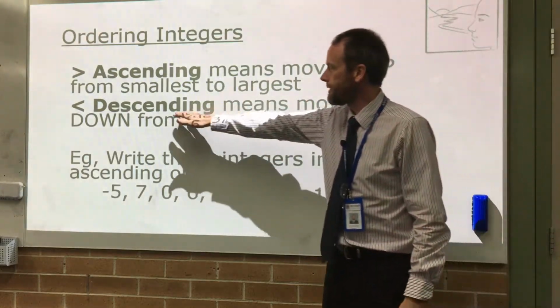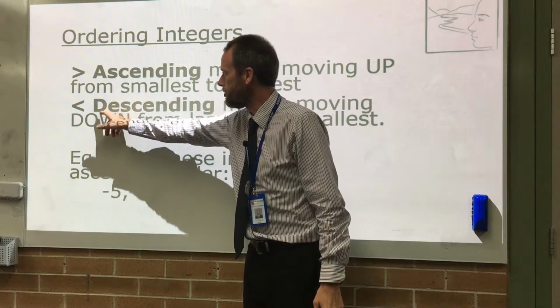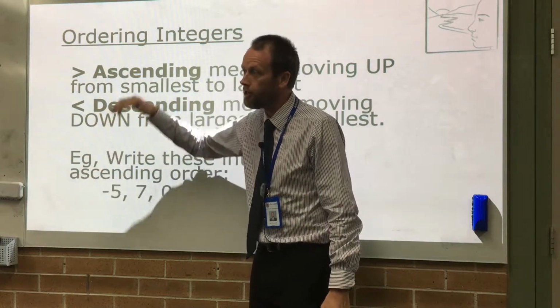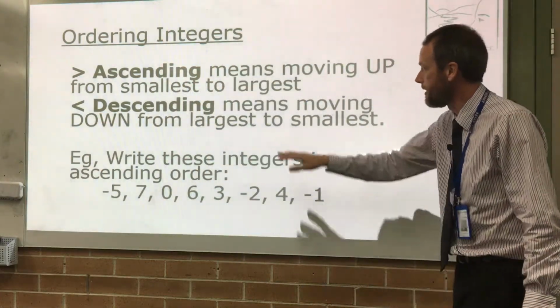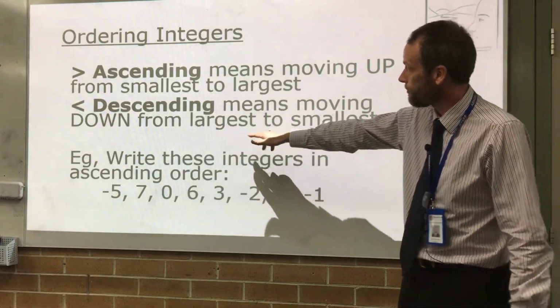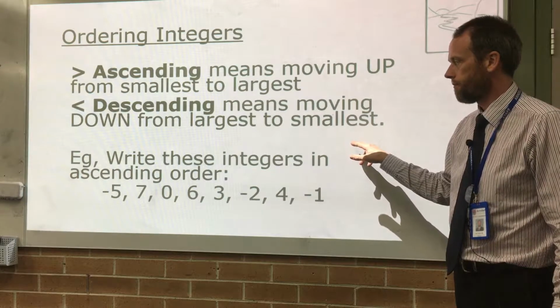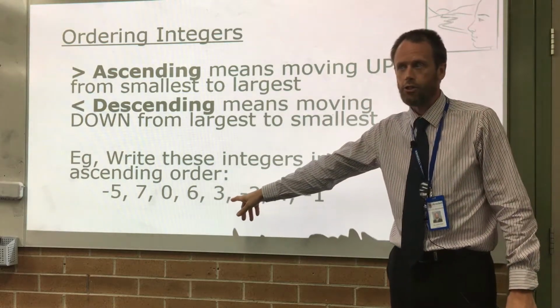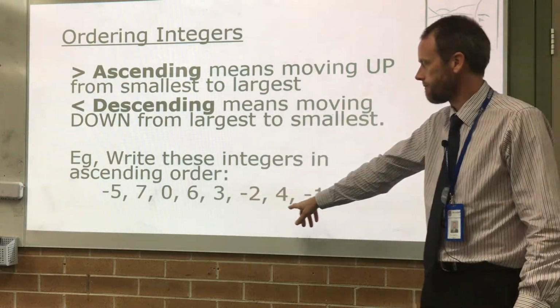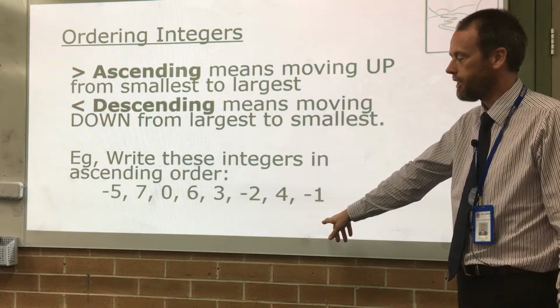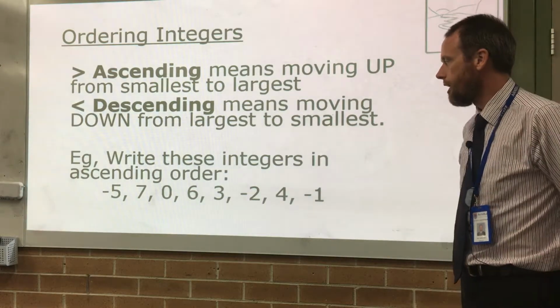Whereas to descend means going down. I remember D and down for descend, and so therefore ascend is the other one. That means moving down from largest to smallest. So here we've got a whole stack of integers. And we want to write them in ascending order. That means going from smallest to largest.